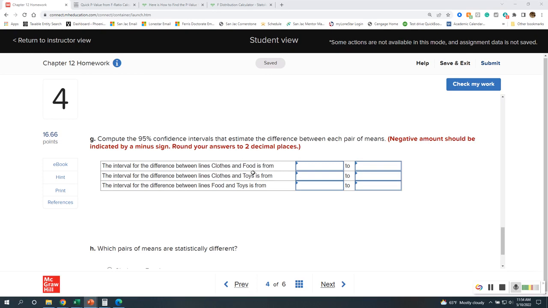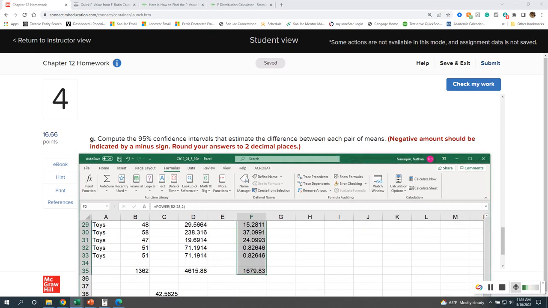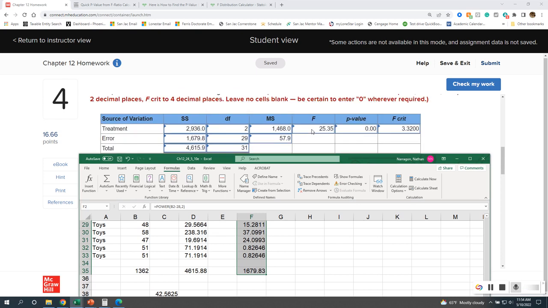Alright, so the interval for the difference between toys, clothes, and food is from what? Well, let's go ahead and get out our Excel. We're going to try and use this as best as possible since we do use MSE, which my MSE is this 57.9.